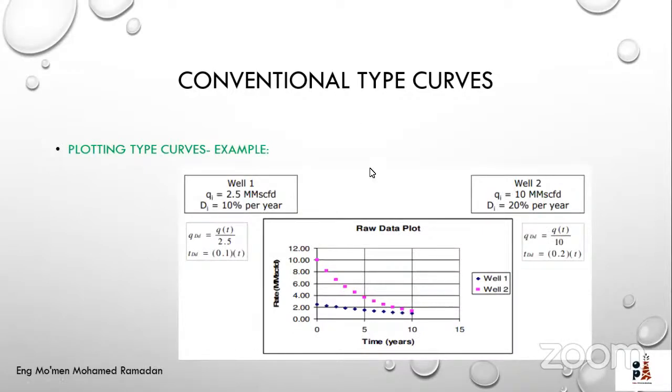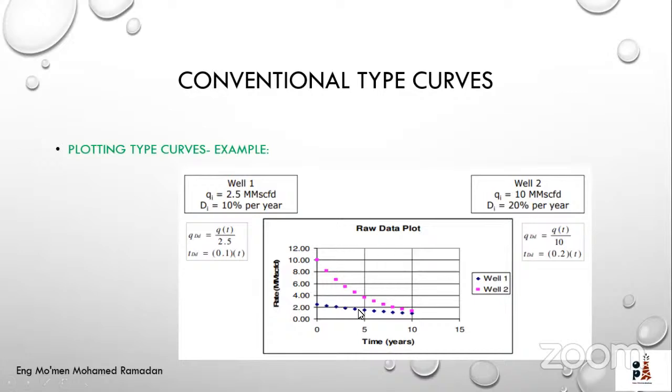So this is an example that, I hope, will show you the benefit of the type curve. We have two wells, two gas wells actually. Well one started producing with an initial rate of 2.5 MMSCF per day, and the initial decline rate was 10% per year. Well two started with a gas rate of 10 MMSCF per day, and the initial decline rate was 20% per year.